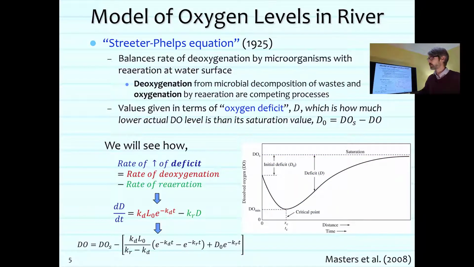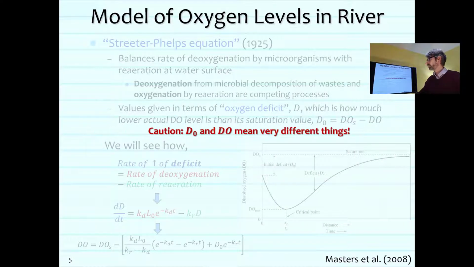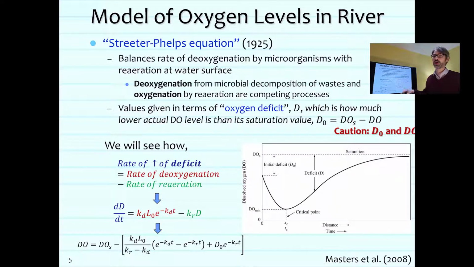In the next slides, we'll see how the rate of increase of the deficit is equal to the rate of deoxygenation minus the rate of reaeration. And that takes this form. The change in the deficit over time is equal to this value minus that value, which will eventually lead us to this more complicated looking model, which is the Streeter-Phelps equation. One thing to be very careful about is that D naught and DO are not the same thing.